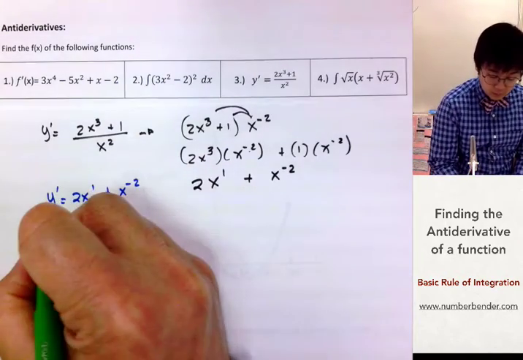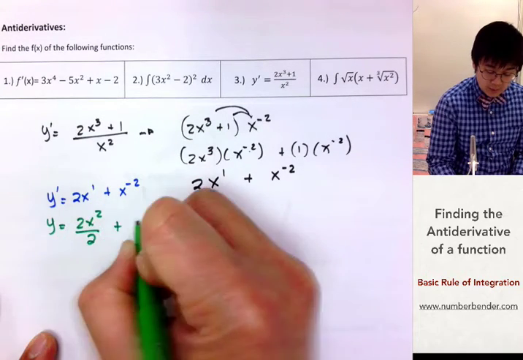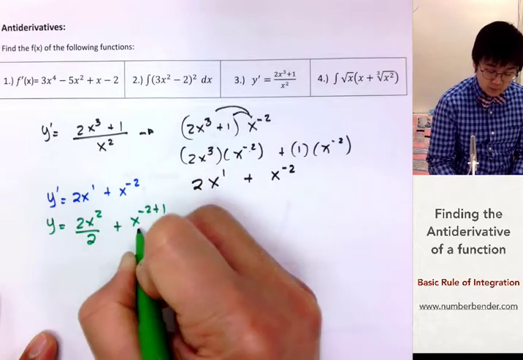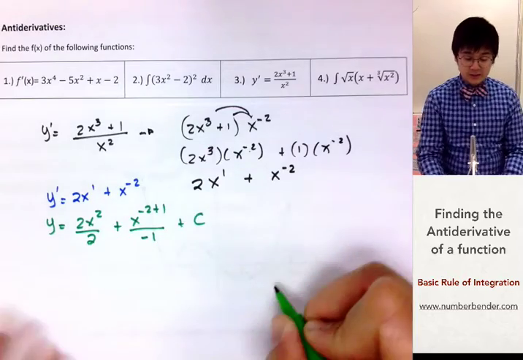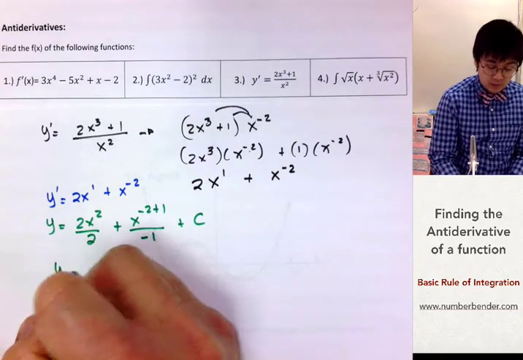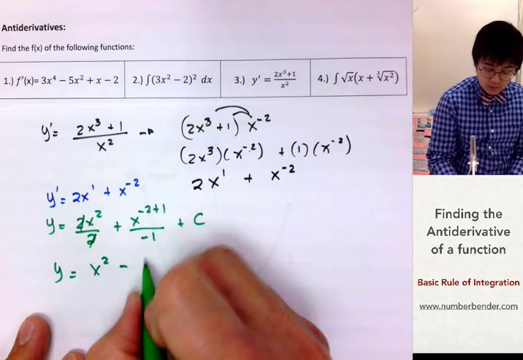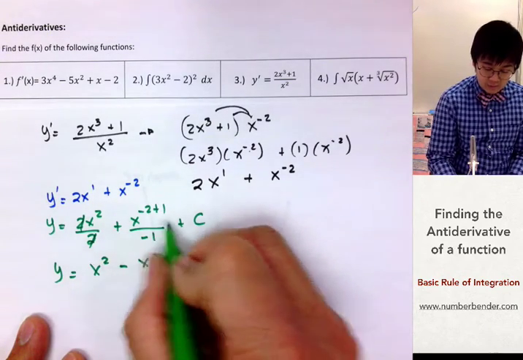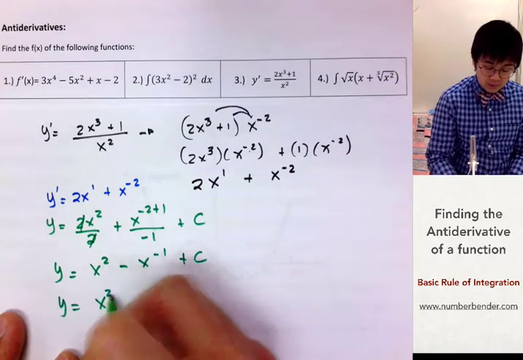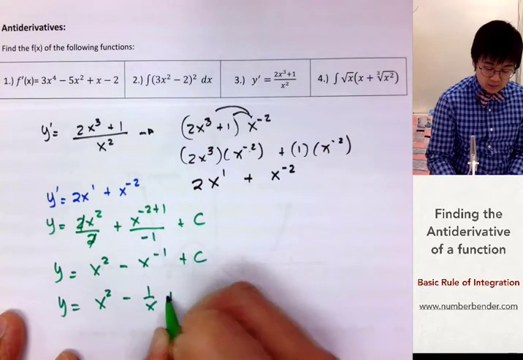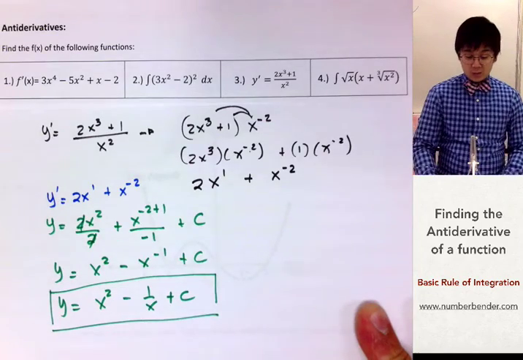Using the power rule, y is simply 2x squared all over 2 plus x to the negative 2 plus 1, and negative 2 plus 1 is negative 1, plus the constant c. By simplifying our function, this will turn into x squared minus x to the negative 1 plus c, or x squared minus 1 over x plus c. So that's problem number 3.